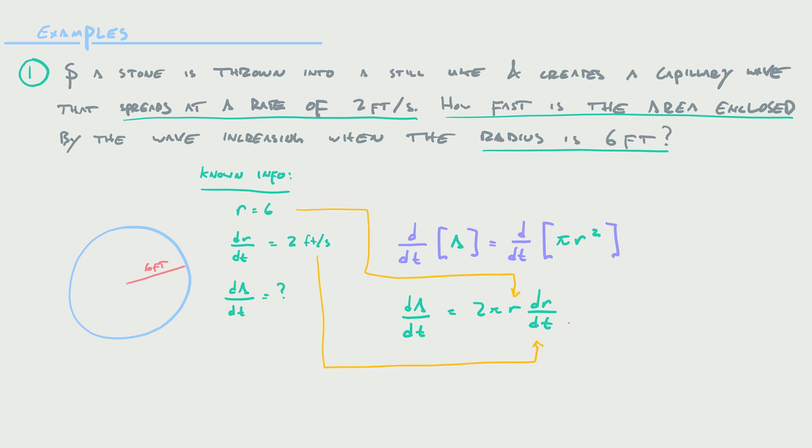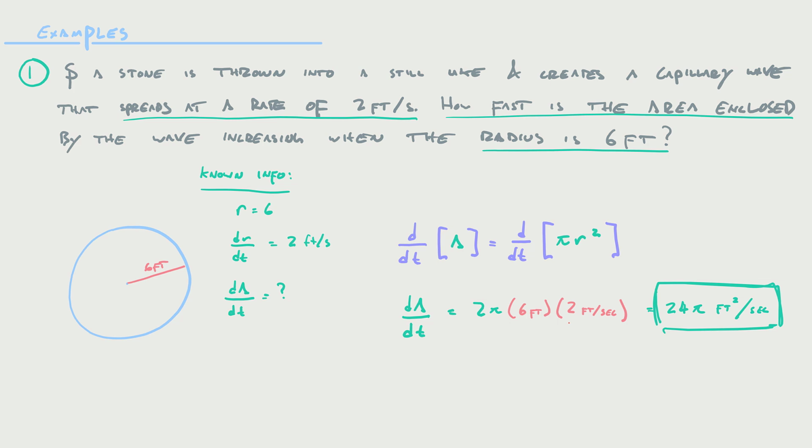So at this point, I just plug in the info that I know, right? I know r is 6, I know dr/dt is 2, so I plug this information in, 6 feet, 2 feet per second. When I multiply these two things together, we're going to get square feet per second. That's something to notice at this stage. And so we get 24π square feet per second.